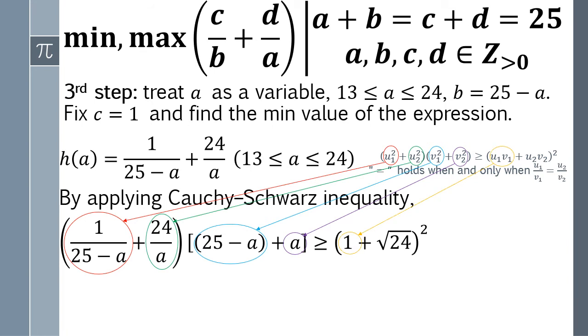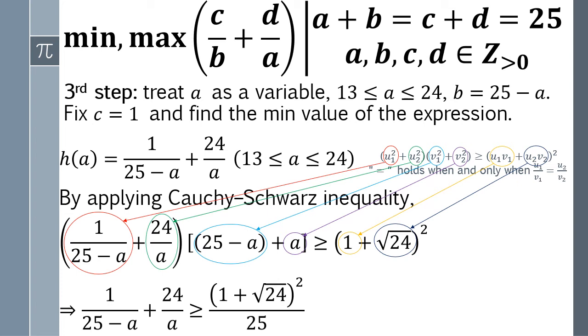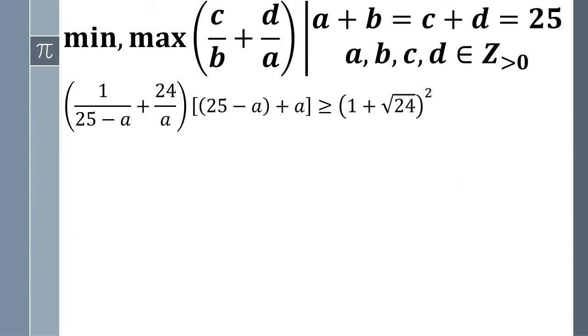u1 v1 becomes 1, and u2 v2 becomes square root of 24. That means u1 v1 plus u2 v2 becomes another constant. So from here, by applying this inequality, 1 over (25 minus A) plus 24 over A is no less than this value. Let's write it down here. Our target is to look for the value of A.